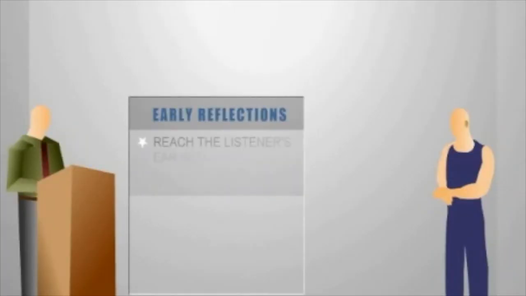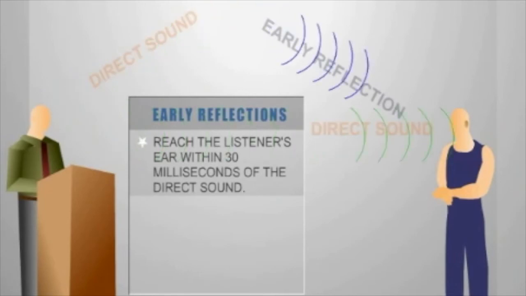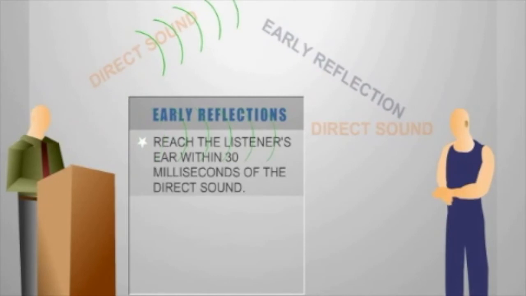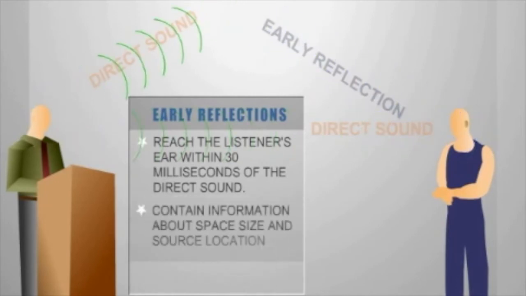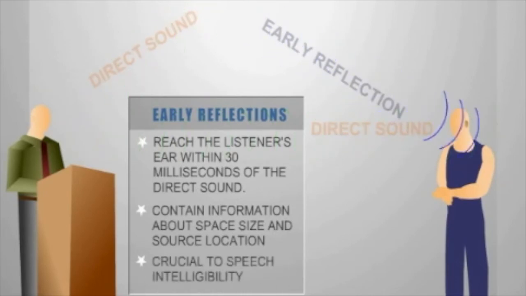Early reflections are those which reach the listener's ear within 30 milliseconds of the direct sound. These reflections are beneficial to the listener. Early reflections contain information about the size of the space and the location of the source and are crucial to speech intelligibility.